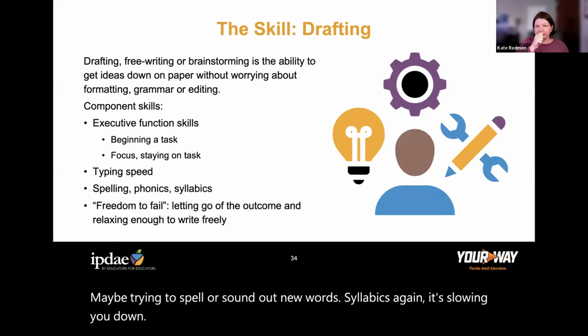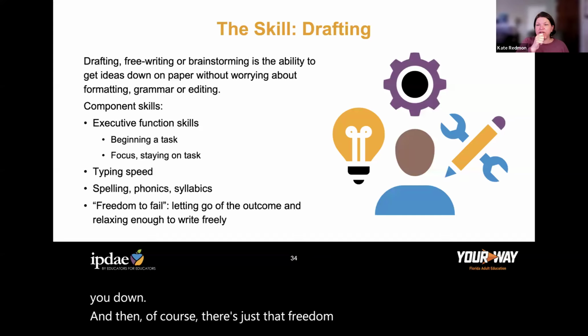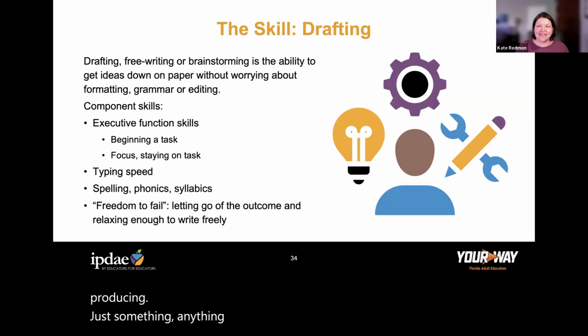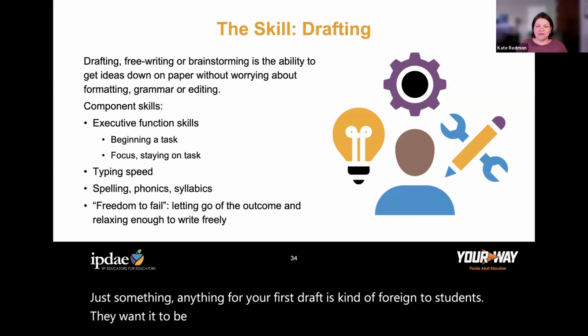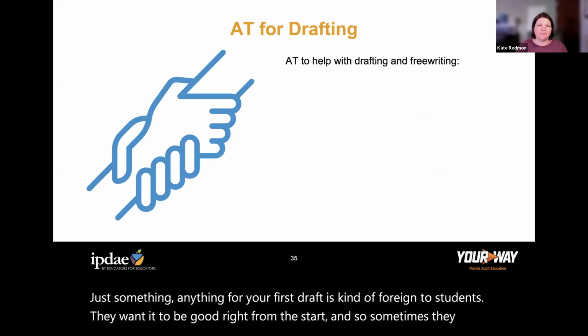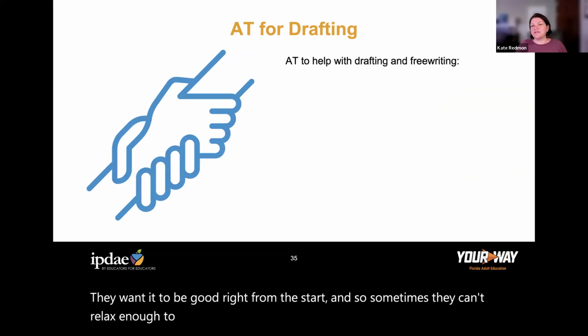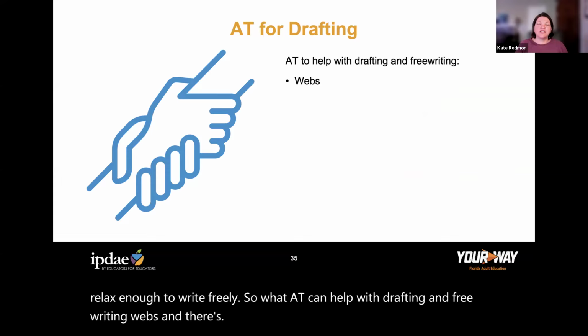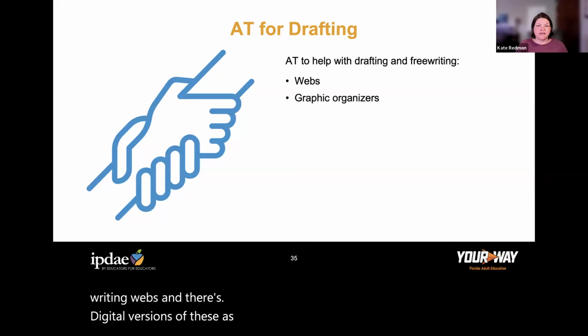And then, of course, there's just that freedom to fail. Being okay with producing just anything for your first draft is kind of foreign to students. They want it to be good right from the start. And so sometimes they can't relax enough to write freely. So, what AT can help with drafting and free writing? Webs, and there's digital versions of these as well. Webs are graphic organizers. Well, a web is technically a type of graphic organizer.